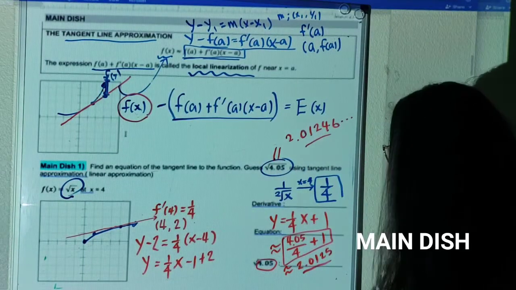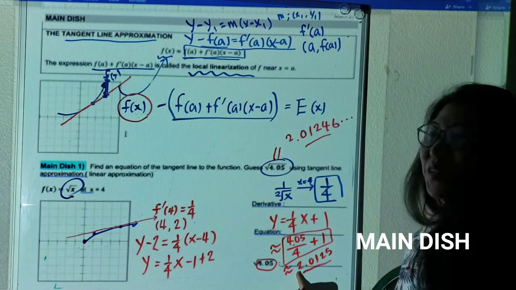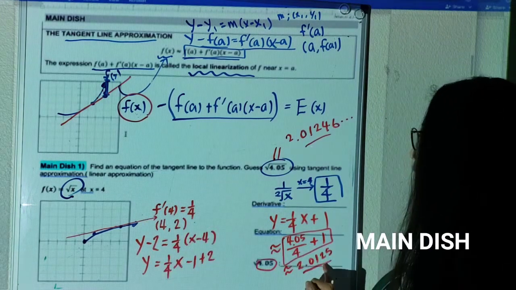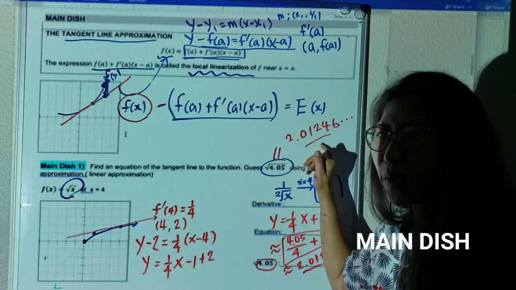Okay. By the way, before we move on, I have to mention one more thing. Do you see that my approximation is definitely an overestimate compared to my actual number, right?